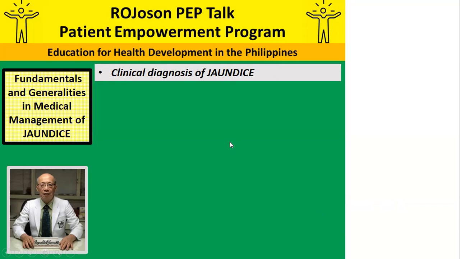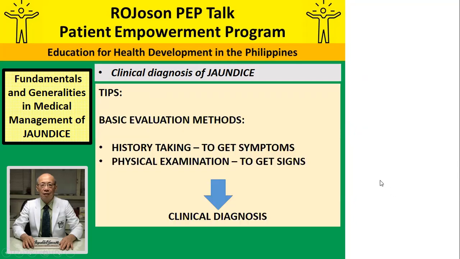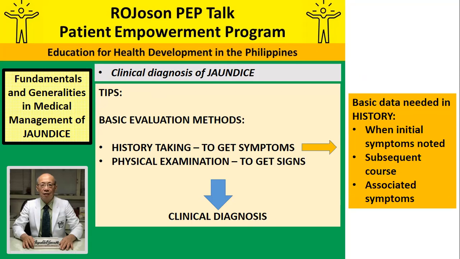Clinical diagnosis of jaundice. So a starting point in evaluation of a patient, adult patient, okay. Let's start with an adult patient having jaundice, okay? Yellowing of the white of the eyes. So tips in how to do the clinical diagnosis. We have to make use of the history taking to get the symptoms and do the physical examination to get signs. And then we process this data to get to a clinical diagnosis.